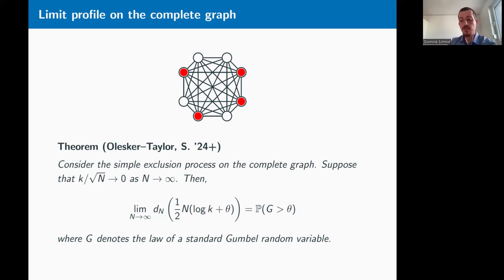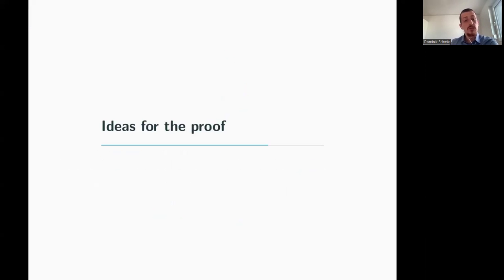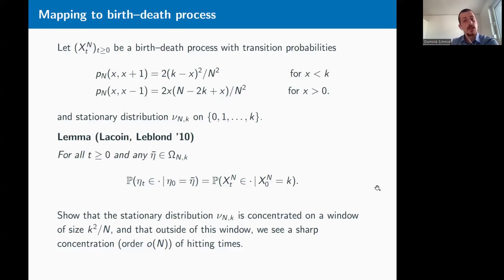Okay, and for time reasons, let me just mention very briefly how we do that, without too many details. Instead of looking at this process, you look at an explicitly given birth-death process. For this birth-death process, it was already shown by Lacoin and Leblond that studying the total variation distance from the stationary distribution is the same as looking at the law of the simple exclusion process on the complete graph.